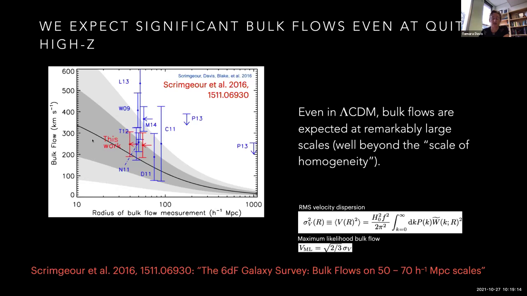One, the model prediction depends on the window function that you use. And so you can't really put all of these data points to comparing to this same model. That really should only be compared to the data points that are red here, because they use the same window function as this prediction. And also the effective volume, if you don't have a sphere of that radius, should be smaller. So exactly what the radius is of the bulk flow measurement that you're making is a little bit tricky to calculate if you don't have 100% full coverage of a sphere.